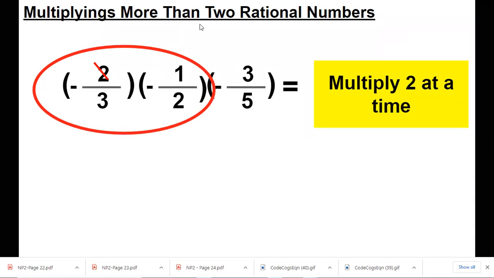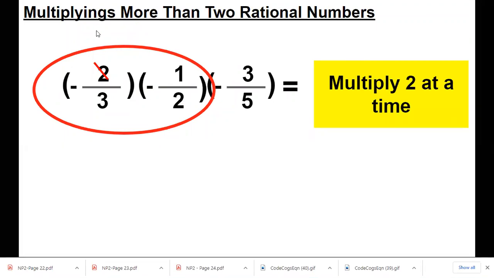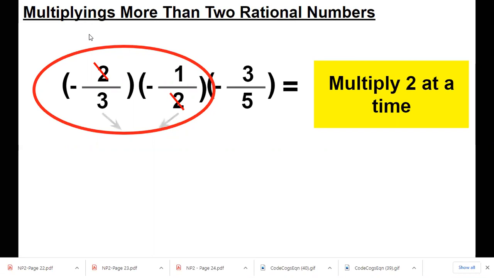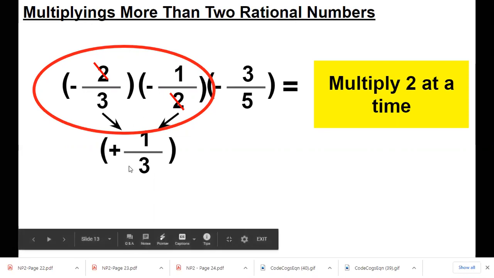Notice how these 2's will cancel each other out. So that's what I'm doing here. I'm crossing them off. They'll cancel each other out and actually technically become a 1. So what do I get for an answer then? I have really 1 times 1, or just 1 on top, and 3 times 1, which is just 3. So I basically get a positive 1/3. Why is it positive? Because I multiplied 2 same signed numbers. 2 negatives give me a positive 1/3.